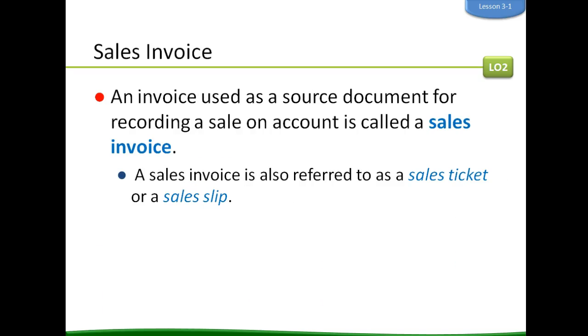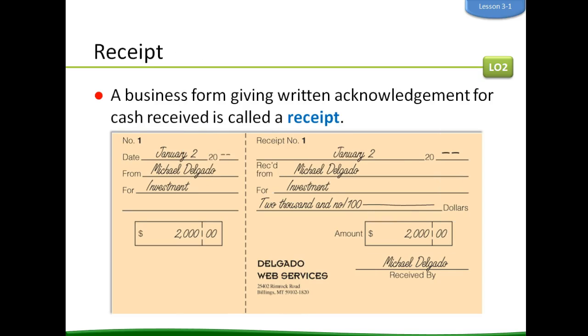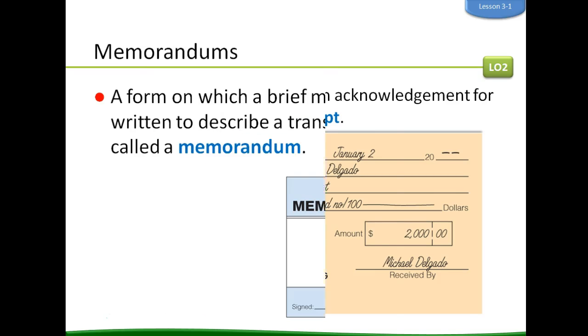Okay. Sales invoice, now this is the source document that records a sale on account. So a sales invoice, sometimes we call it a sales ticket or a sales slip. Just make sure you know that the sales invoice is for sale on account. A receipt, this is the written acknowledgement that cash has been received. Cash goes to the bank. So if you don't have a receipt, then you have some difficulty proving or creating some kind of source document.